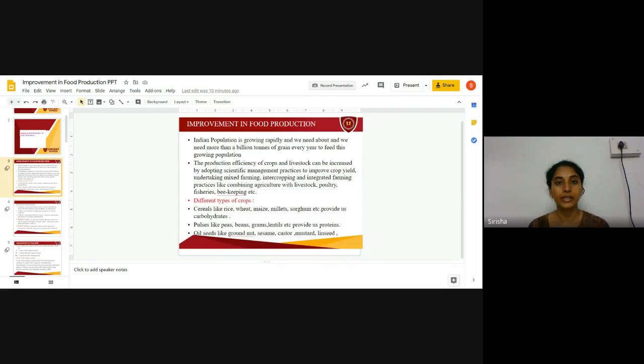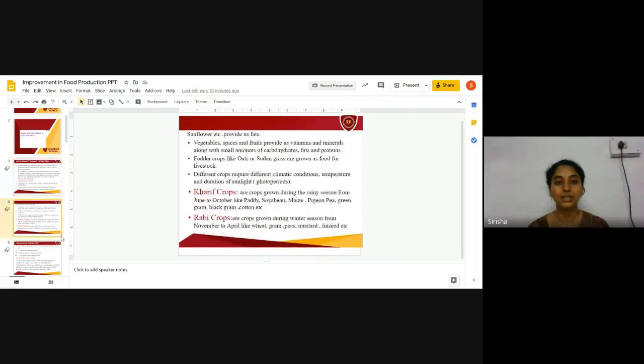And oil seeds such as groundnuts, sesame seeds, castor, mustard, and linseeds are rich in oils. They provide us fats. For our nutrition, all these are necessary. Oils provide us fats, pulses provide us proteins, whereas cereals provide carbohydrates. Apart from this, there are also vegetables, spices, and fruits, which provide us many vitamins as well as minerals, along with small amounts of carbohydrates, fats, and proteins.